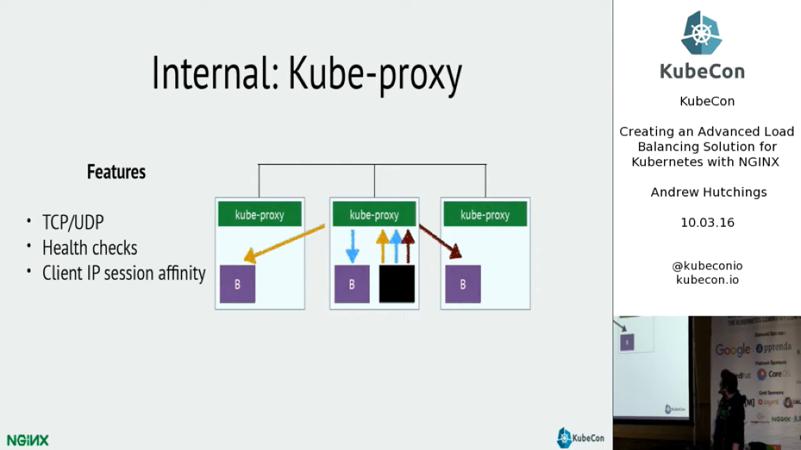And this is basically what it looks like in a kind of cartoonish diagram. I didn't draw it. There's a 3-node cluster with a service called B, and the black pod there is sending requests to that service, and kube-proxy is the load balancer for those requests. It supports TCP and UDP, I believe. It has health checks using liveness probes, which can be shell scripts executed in a container of the pod, or HTTP requests. And you can do some form of client IP session affinity, which basically means you can hit the same pod every single time.